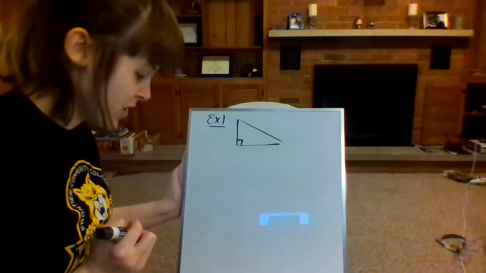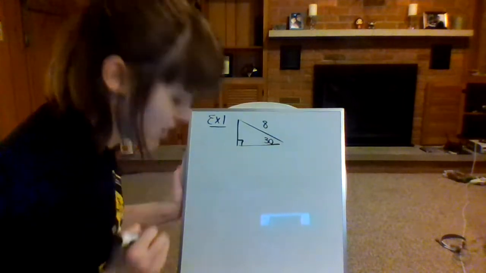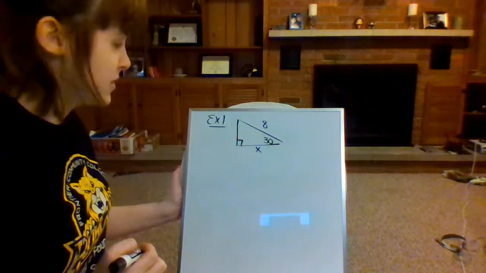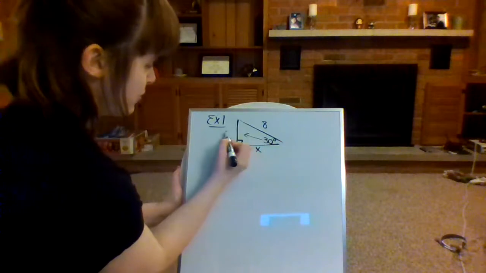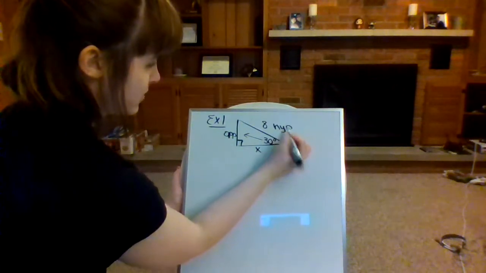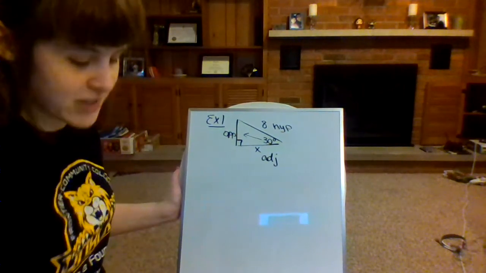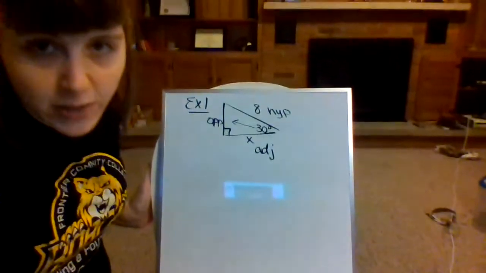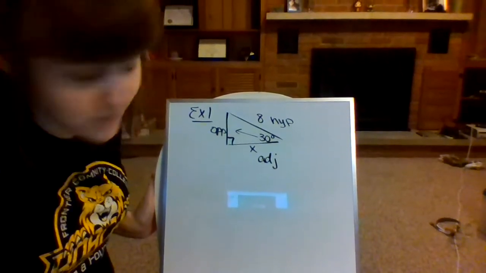This is our right triangle and we have the side 8. This angle is 30 and the bottom side is x. If this is our angle, this side would be opposite. This side is the hypotenuse, and this side is adjacent. I'm going to move this a little closer so you can see it better. So we have the adjacent side x and the hypotenuse side 8.